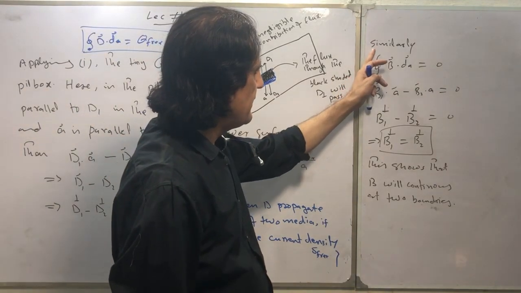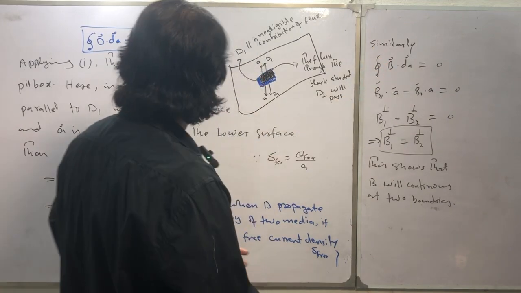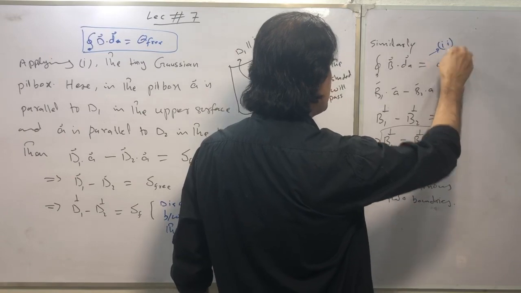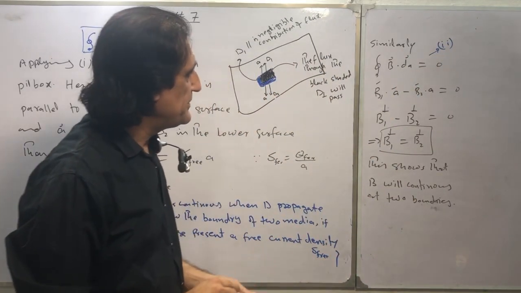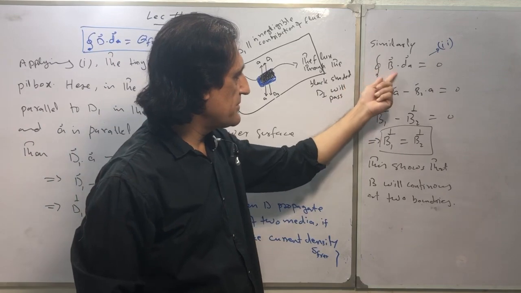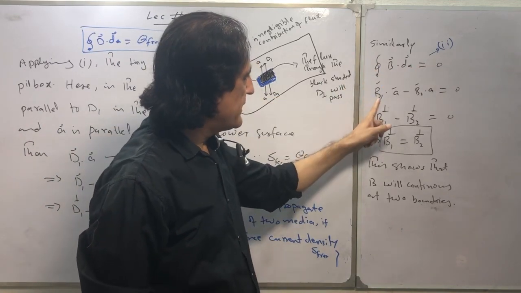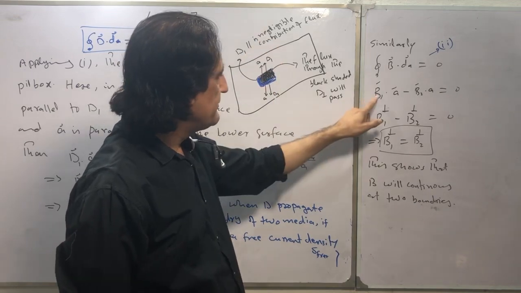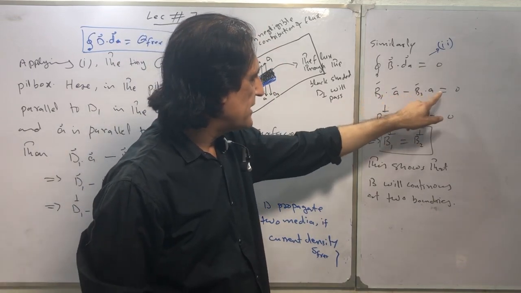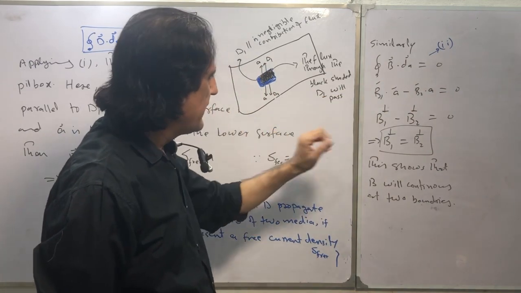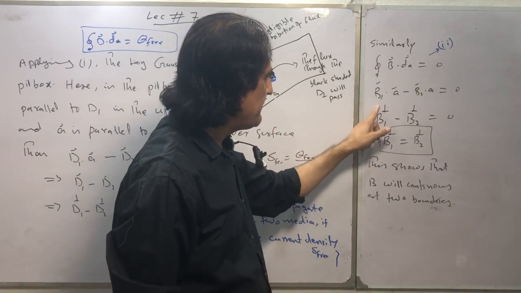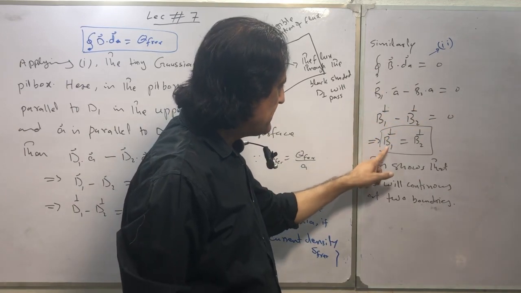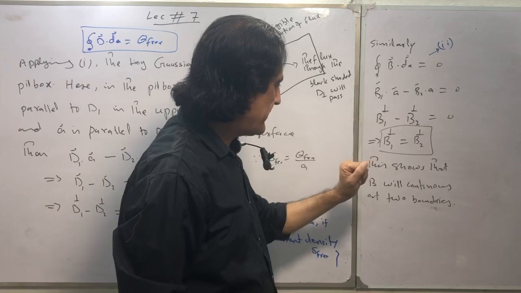Similarly, I have presented this as the second equation, which is ∮B·dA over the closed surface, equal to 0. Here, using this pillbox, B1·A minus B2·A is equal to 0. So B1 perpendicular minus B2 perpendicular is equal to 0, and B1 perpendicular is equal to B2 perpendicular.